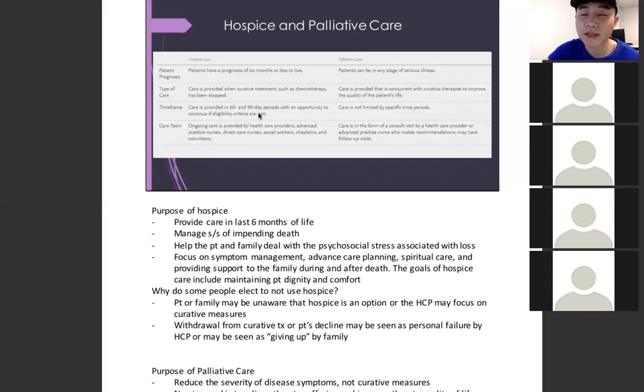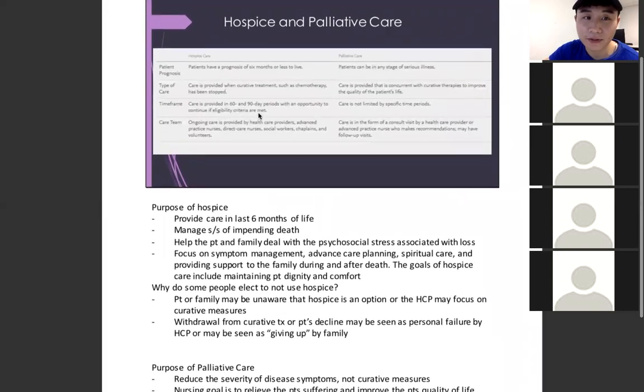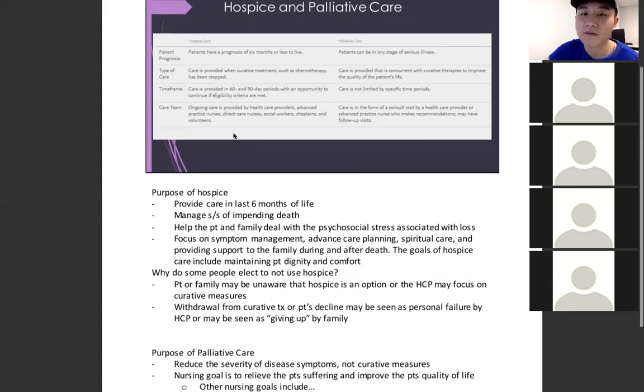All right, hospice and palliative care. It's not very different, but it's different. Patients in hospice usually have a prognosis of 6 months or less to live, whereas patients in palliative care can be in any stage of serious illness. In hospice, care is provided when curative treatment such as chemotherapy has been stopped. Care is provided in 60 to 90-day periods with an opportunity to continue if eligibility criteria are met. The care team provides ongoing care, including the healthcare provider and advanced practitioner.